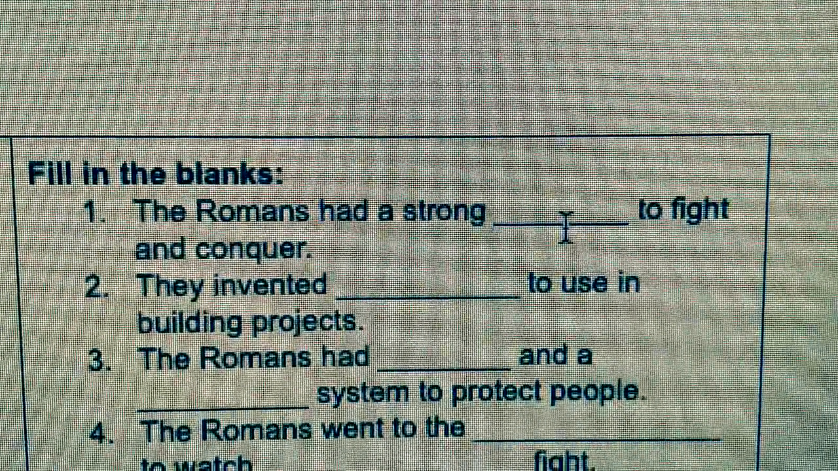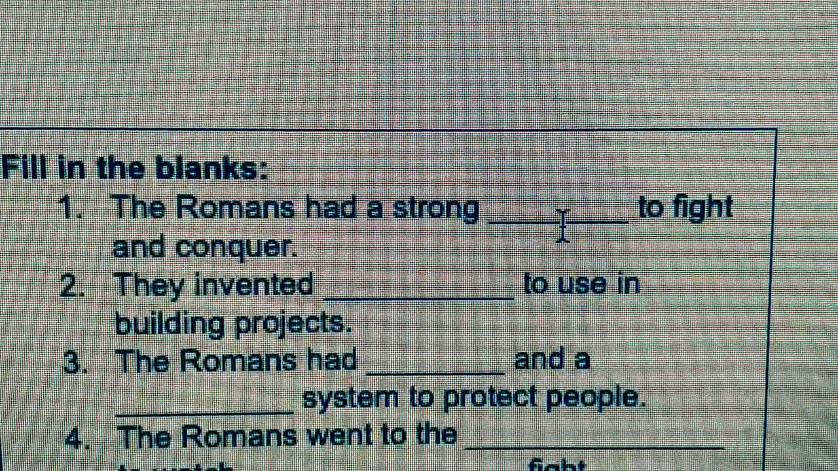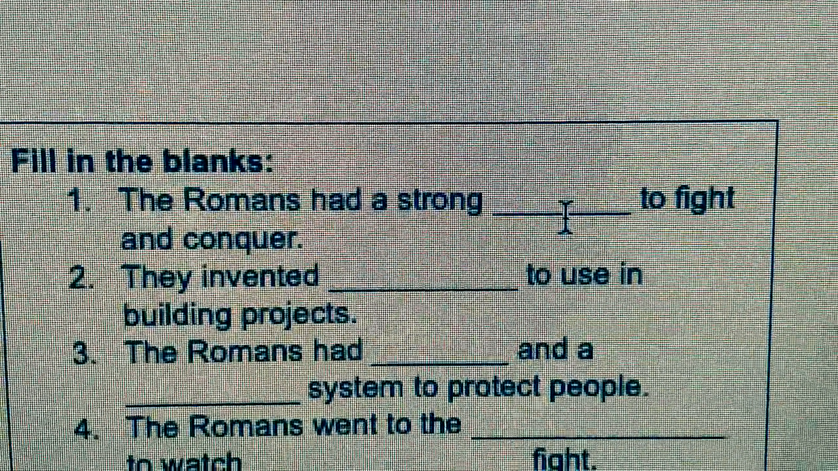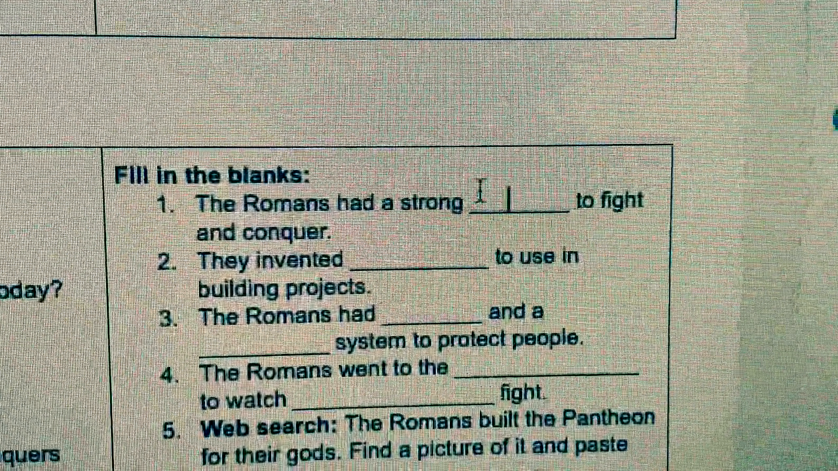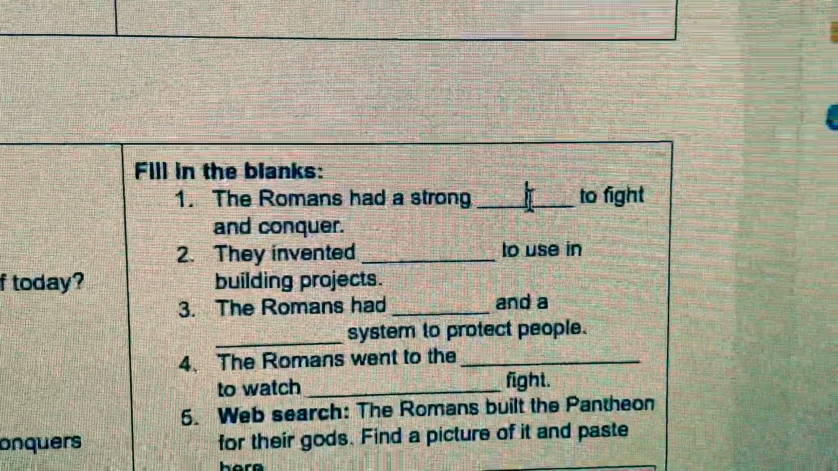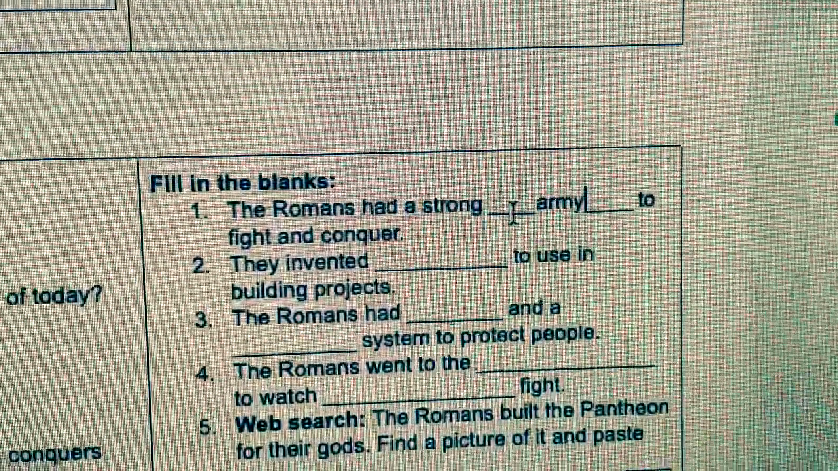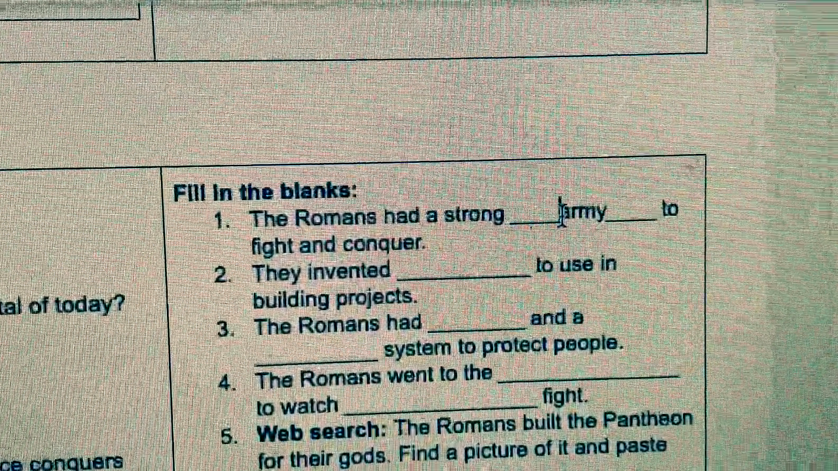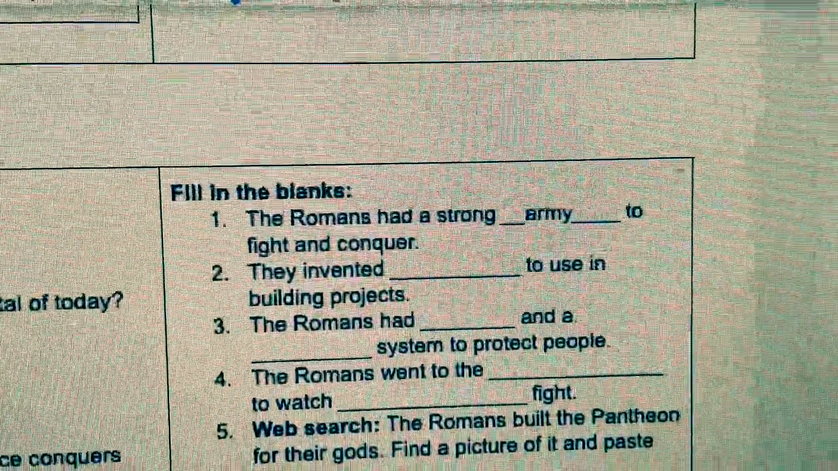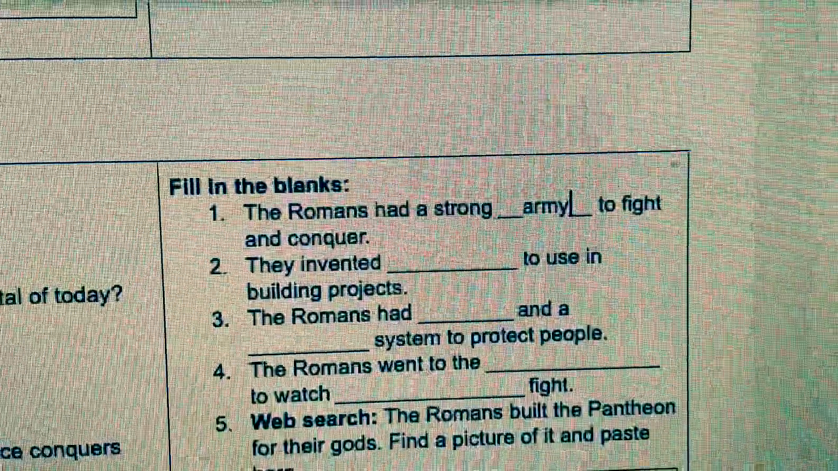Another common activity on a Google Doc this year will be to fill in the blank. So let's say you had the question, the Romans had a strong blank to fight and conquer. To fill in the blank, you just need to click on the blank and type in your answer. So maybe you think it's an army. You type that in. Then you could go through and delete some of the extra spaces, but you might want to keep some there just to make it obvious that you did fill in that blank. Army.